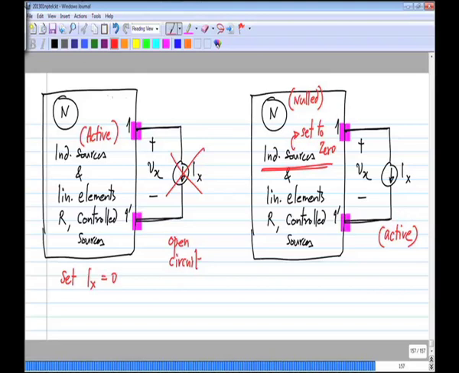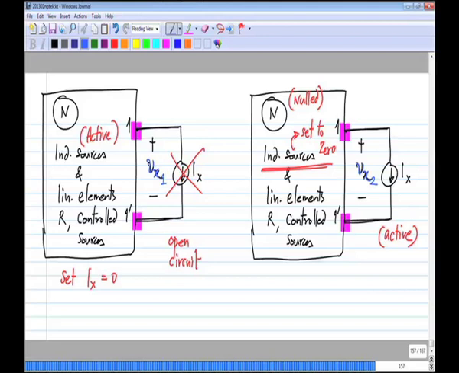Okay. So I will get, let's say I call this Vx1 when Ix is inactive, and Vx2 when Ix is active, and then I add up the two values of Vx to get the final value. Okay. So this will continue in the next lecture.